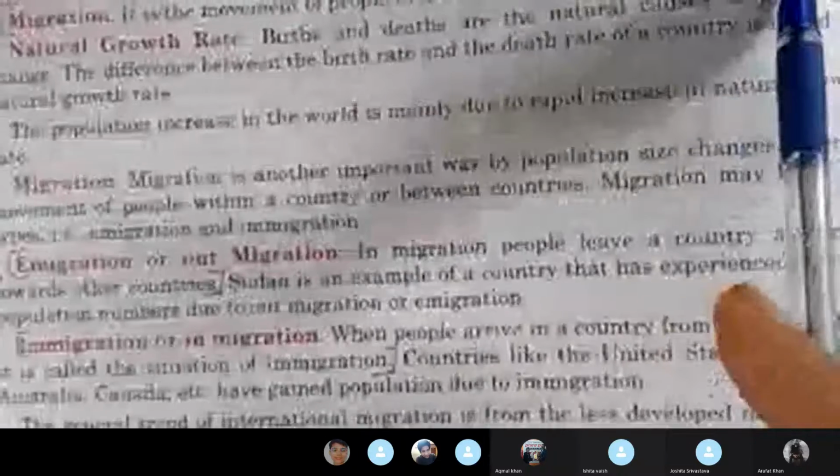Mark the answer. The number of live births per thousand people is referred to as birth rate. Next definition, death rate. The number of deaths per year per thousand people is called death rate. Number 3, migration. Migration is the movement of people in and out of an area. This is your answer 6-1.